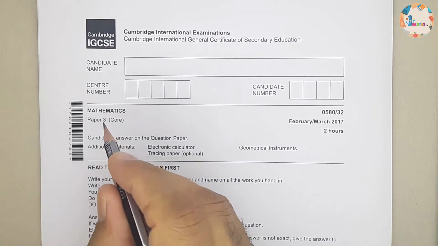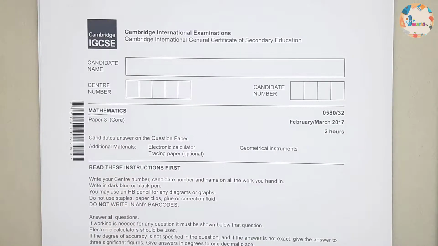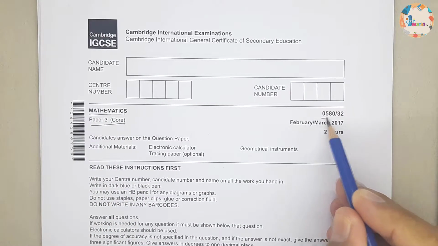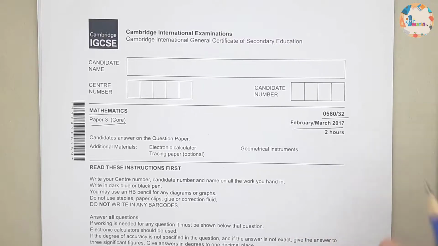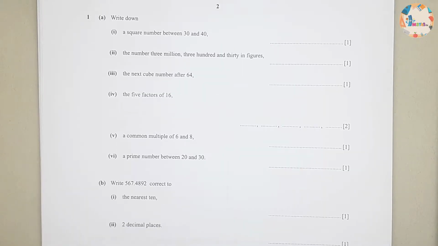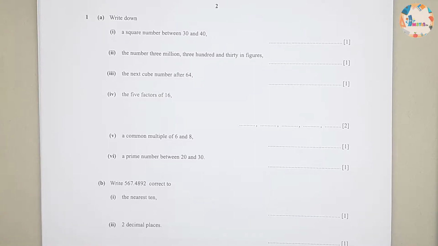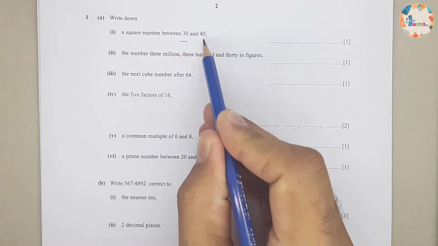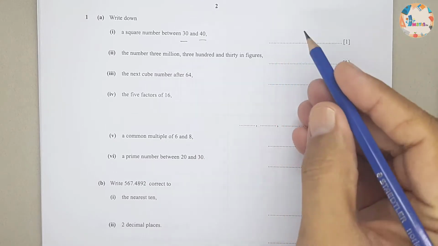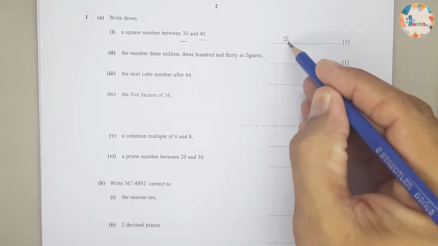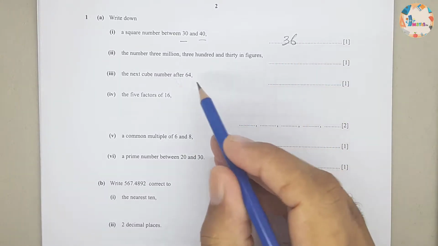Today we will be going through IGCSE Mathematics Paper 3 Core, 0580/32, February/March 2017. Question number 1. Write down a square number between 30 and 40. So 36, we can take it as 36, which is a square number.